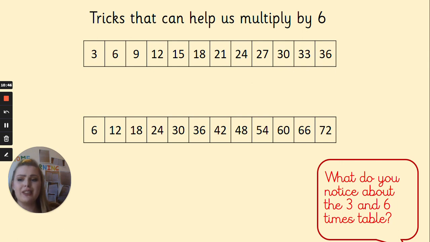Now what do you notice about the 3 and 6 times table? Can you tell me anything about their even numbers, their odd numbers? Maybe you notice a pattern or something similar about them. I want you to have a think, pause this video for a moment. What can you notice about the 3 and 6 times table?